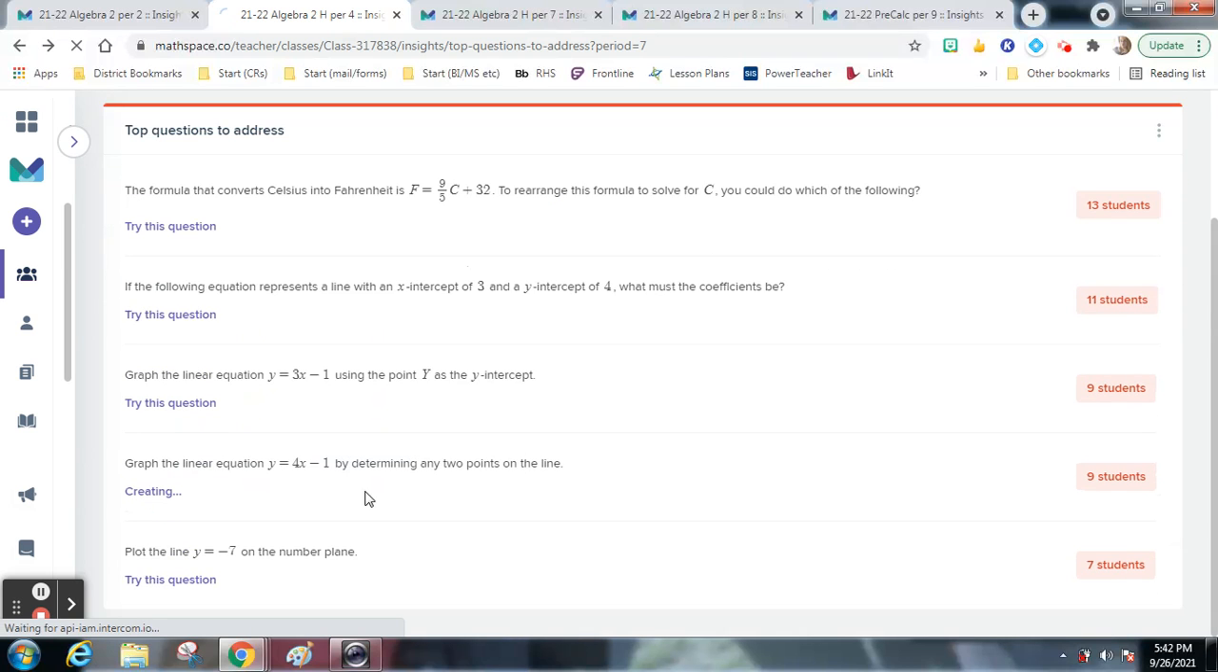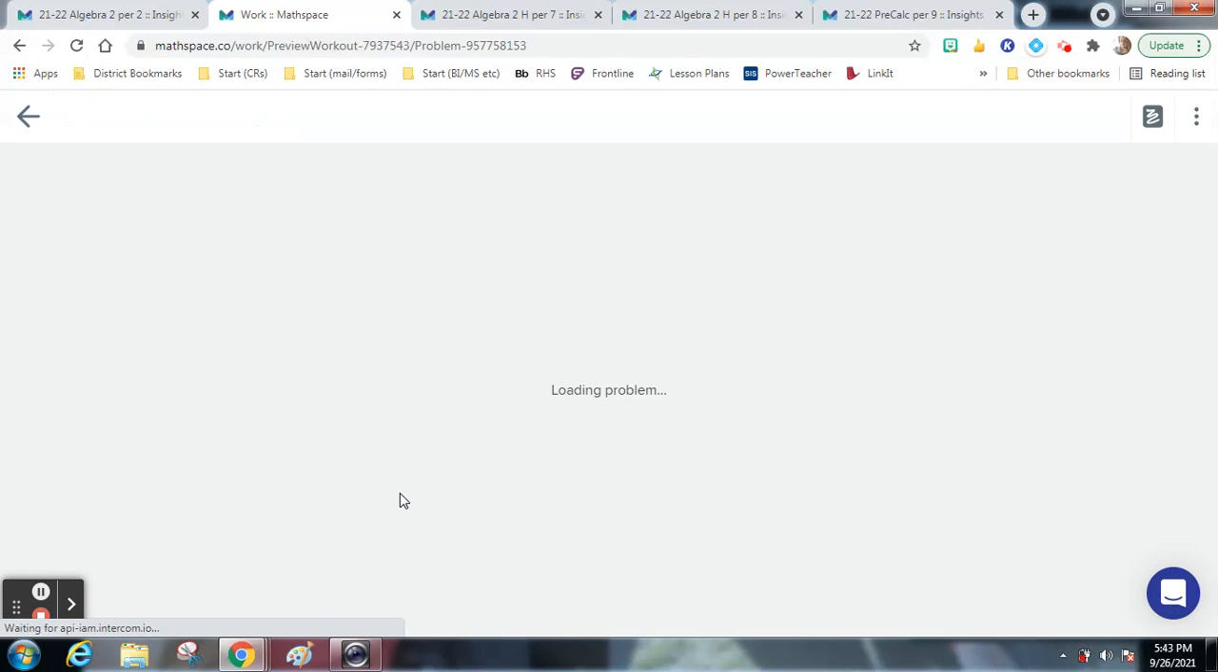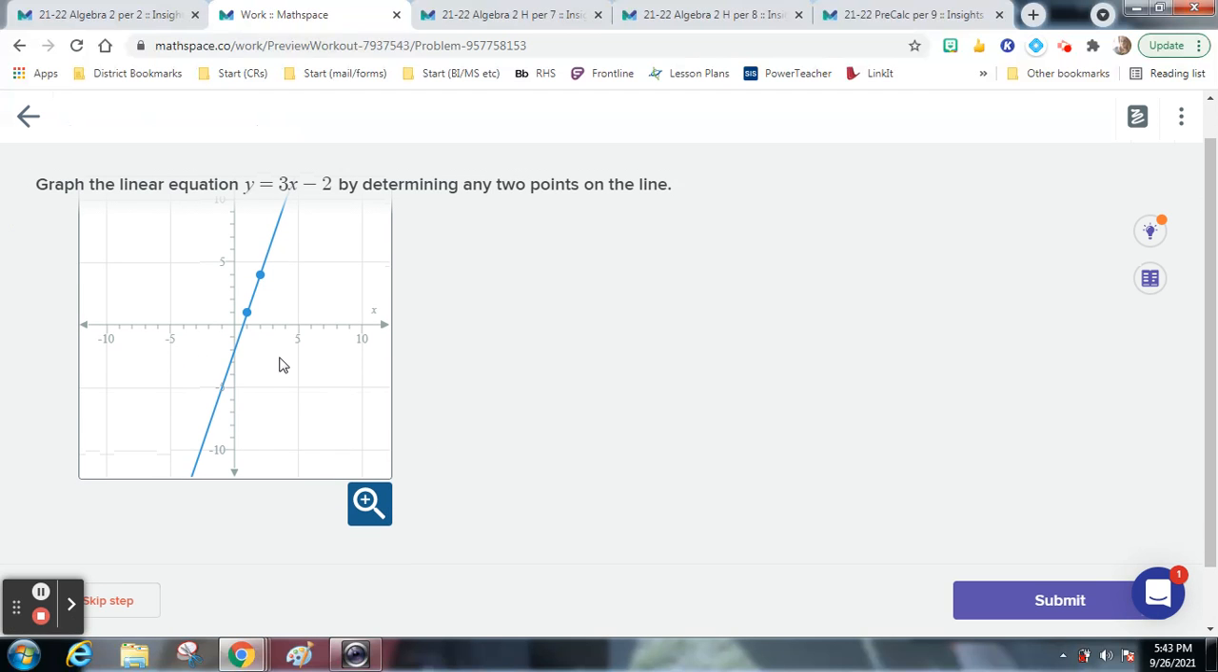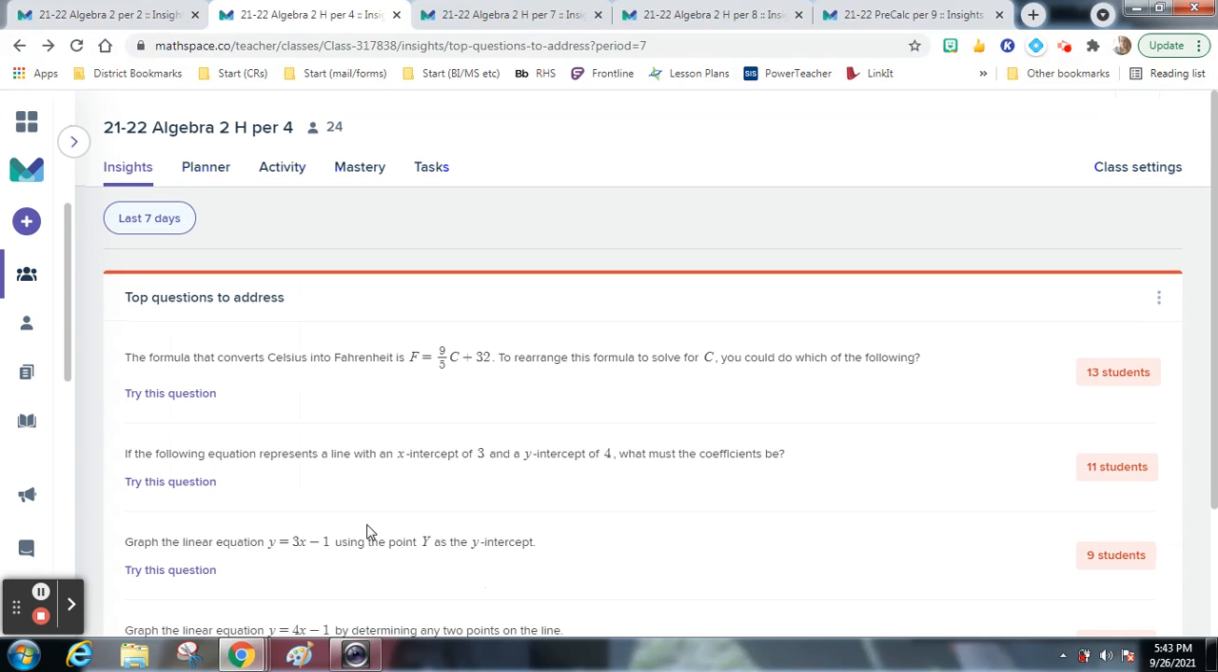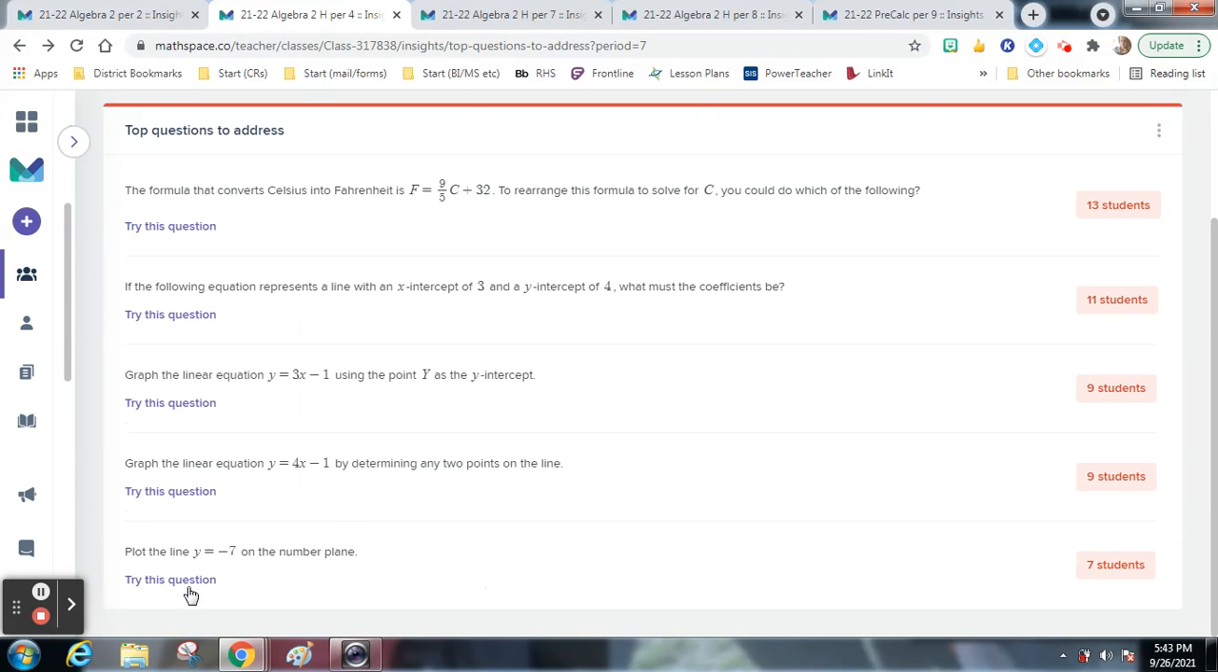Okay, next one, graph by determining any 2 points. Well, it's the same thing. I can graph by using the -2 as my y-intercept and using my slope. I can count up 1, 2, 3 over 1, and there's my second point. As long as you have 2 points, you have a line. Okay, that's all they were asking for those equations. Again, utilizing slope-intercept form here.